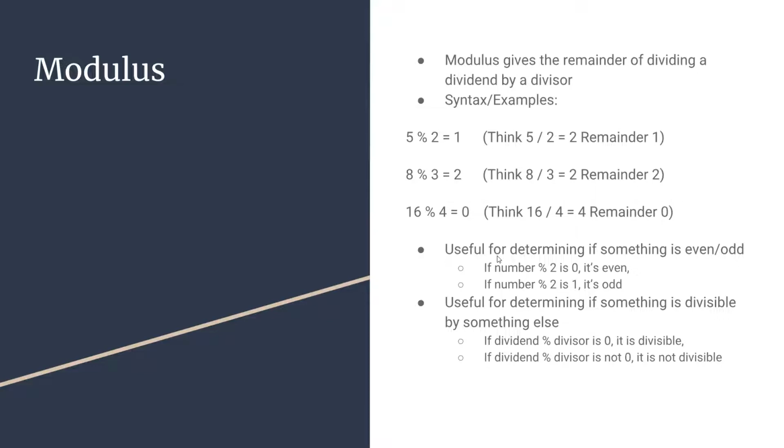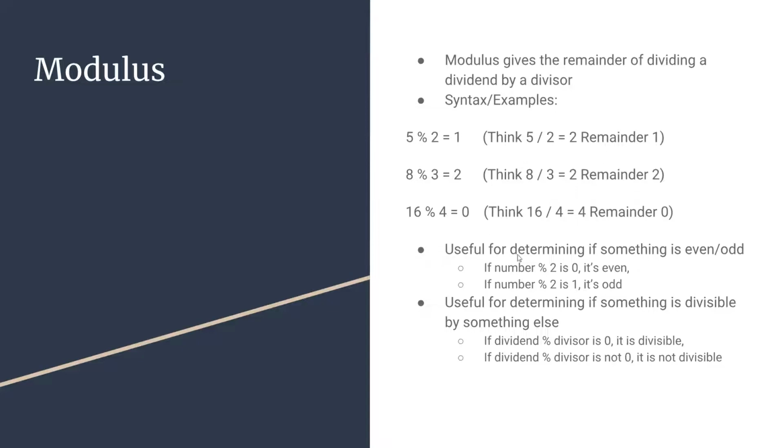And then the other big thing that you might want to use this for is determining if something is divisible by something else. You could say if some dividend mod divisor is 0, it is divisible, and we can see that here. Obviously, we know that 16 is divisible by 4, and therefore it is 0, so that checks out. And if it's not 0, then it's not divisible. We know that 8 is not divisible by 3, and that's not 0, and 5 is not divisible by 2, and that's not 0. So that checks out too.